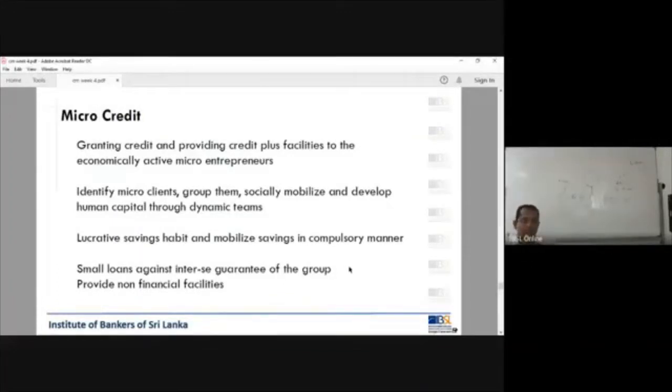Microcredit and microfinance are two things. Microcredit is giving funding to a grassroots level customer. Microfinance is giving funding, giving insurances, and giving education and savings. Lending, insurance, savings, and non-financial value additions to the customer. That is called microfinancing. How do we do it?